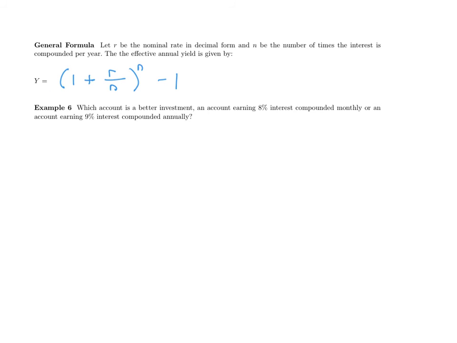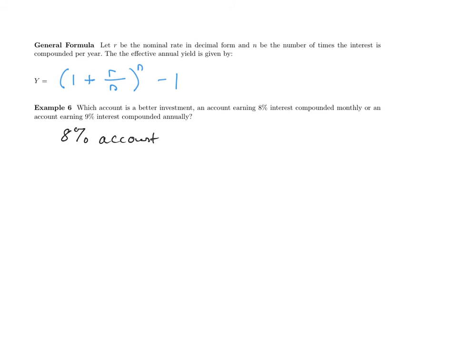So, in example 6, which account is a better investment? An account earning 8% interest compounded monthly, or an account earning 9% interest compounded annually? What we'll do is compare the effective annual yield for both, and whichever is bigger is the one that will make you more money. So let's start with the one here, the 8% interest compounded monthly. I'll compute this number for it.